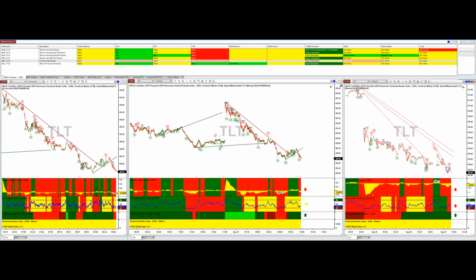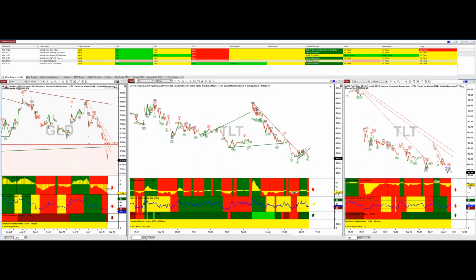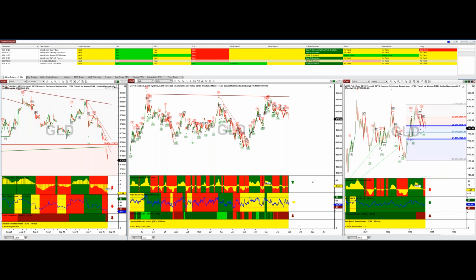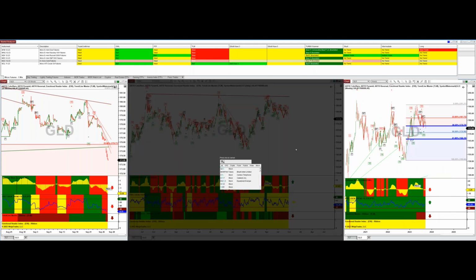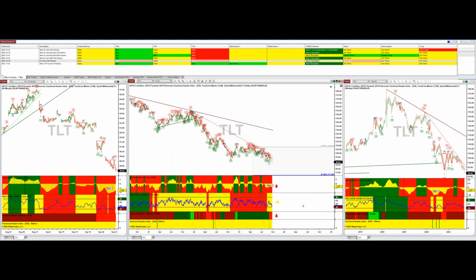Oh, this is the intraday time frames. That's why it's wacky to me. All right, let's go to the correct time frames. All right, so here's TLT.